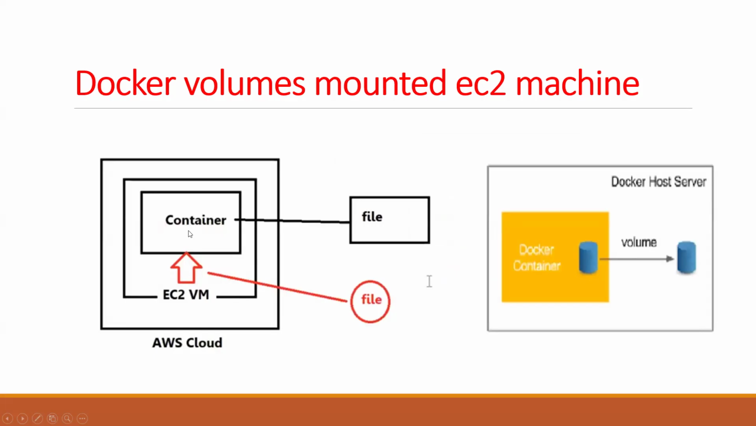This is the container. This is the EC2 instance. So here you can create the file and attach it, mounted to the file. Docker host server, Docker container. This is the EC2 instance. Okay. Understood?